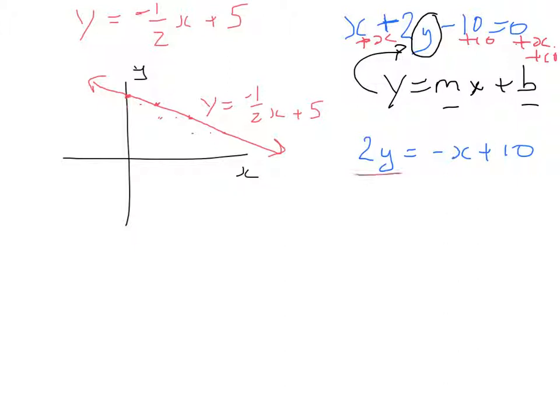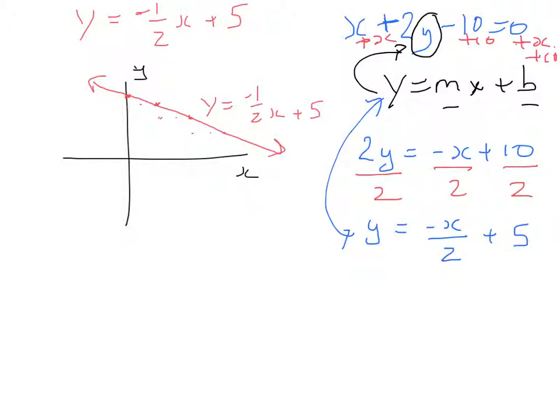All right, now to get my y by itself, it's being multiplied by 2. So to undo that, I'm going to divide every term to keep it fair, to keep it balanced, to keep it equal. Every term gets divided by 2. So 2 divided by 2 on the left side just leaves me with a y there, which is good. That's exactly what I want, to have these formats the same. And then I have a minus x over 2. There's really not a lot I can do with that. And then plus, and 10 divided by 2 is 5.